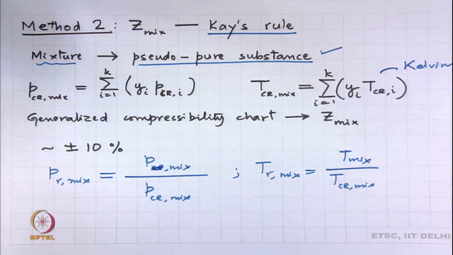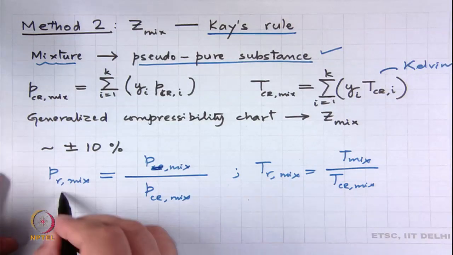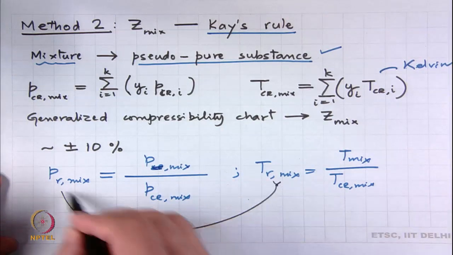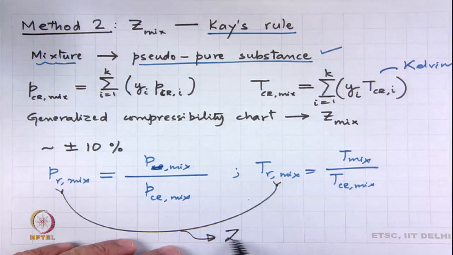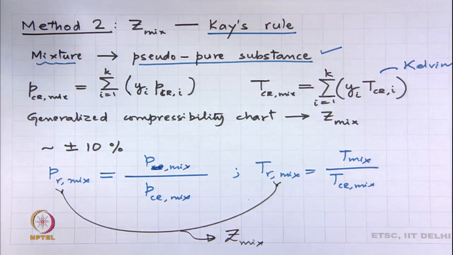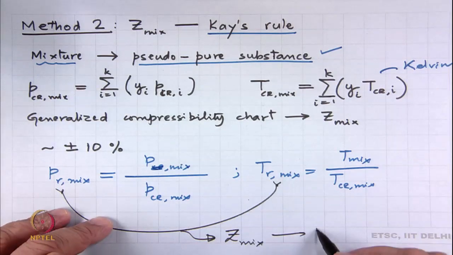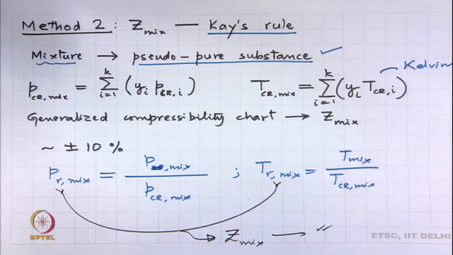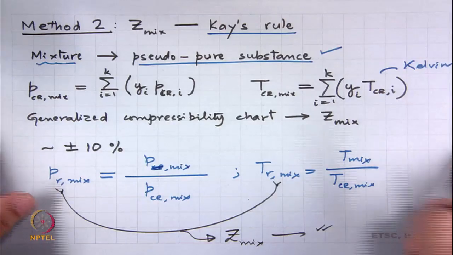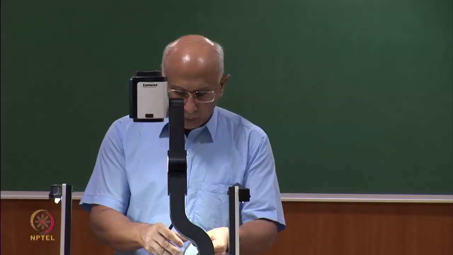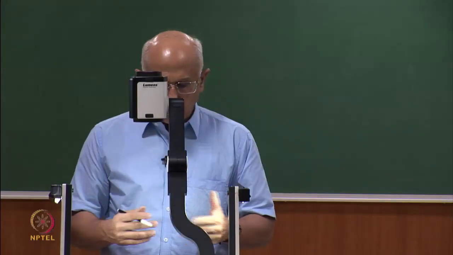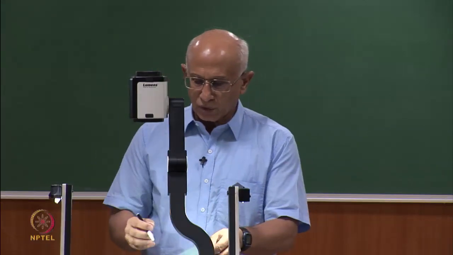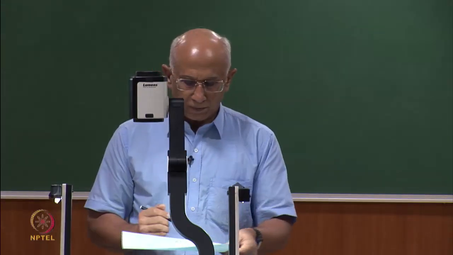Now, what we do is we take these values, go to the generalized compressibility chart or some other relation and get Z mixture. And from there we can use that equation of state and get all the other properties. So, now what we have got is the ability to be able to get more information about the properties based on Dalton's law, Amagat's law, and on Kay's rule.